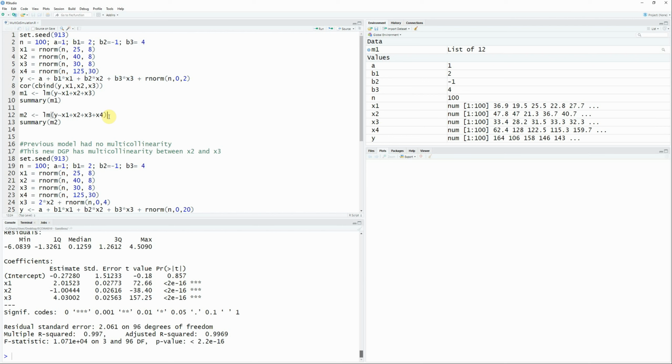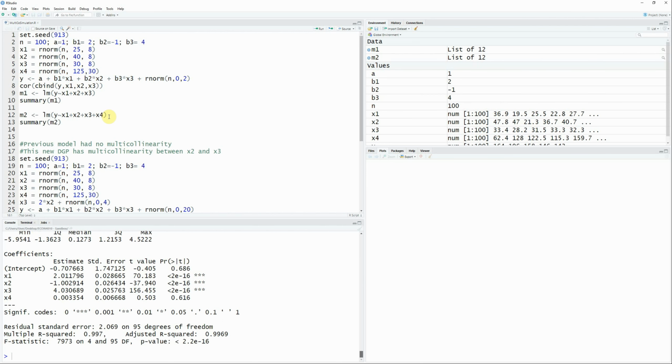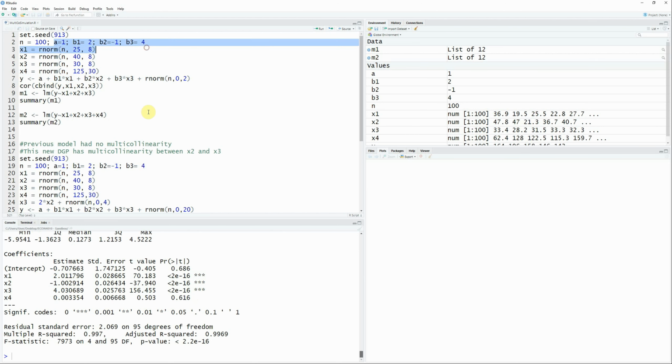Now let's look at model 2 if we add x4, which was not used in our DGP. We should expect to not get significant results for x4, and we can see that the t-test results for x4 are not significant at all. And still our estimates for x1, x2, and x3 are very close to what we defined at the top.